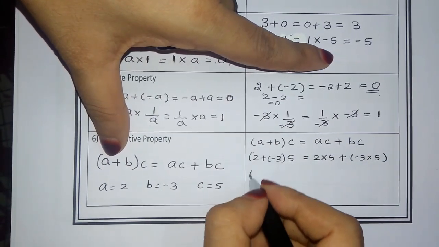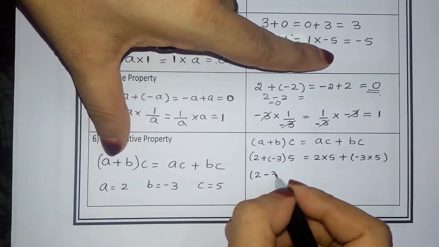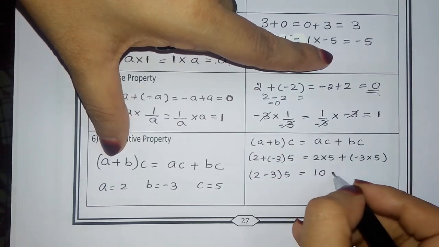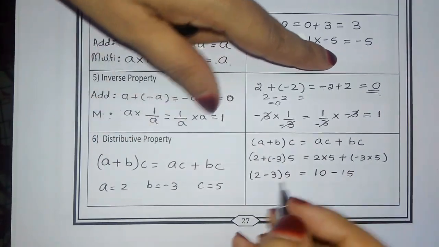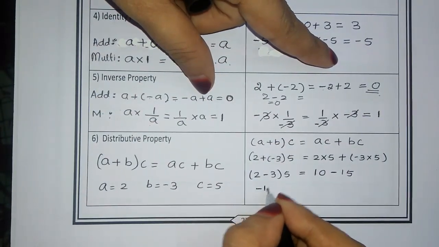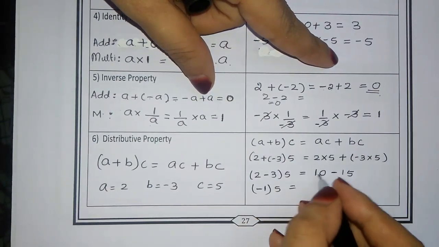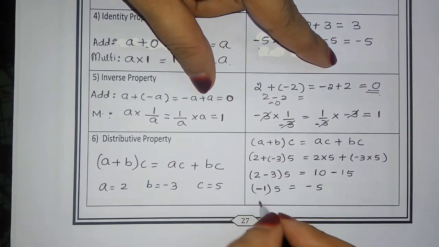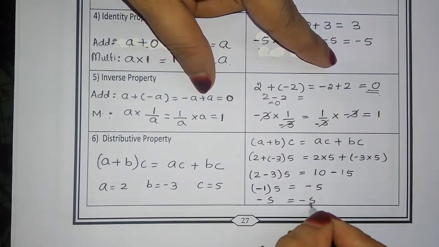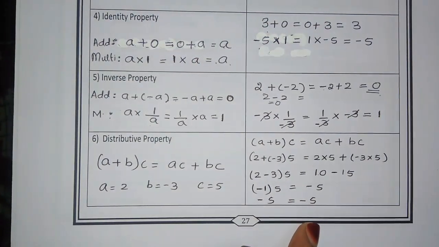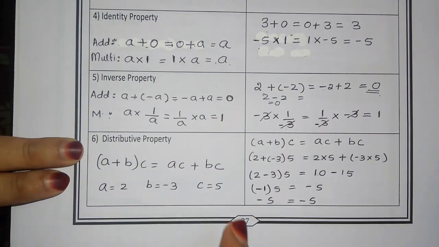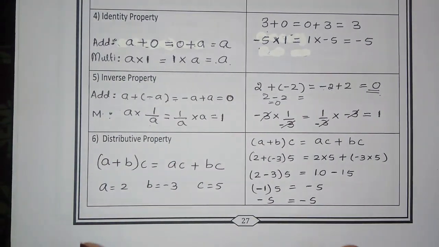So 2 plus minus 3 is minus 1, into 5, is equal to 5 twos are 10, plus minus, 5 threes are 15. So minus 1 into 5 is equal to 10 minus 15 is minus 5. So 5 ones are 5, minus 5 is equal to minus 5. So LHS is equal to RHS. So we can say that the distributive property is satisfied for integers. Okay, so this completes learning sheet 16.